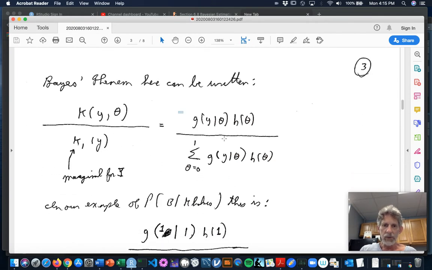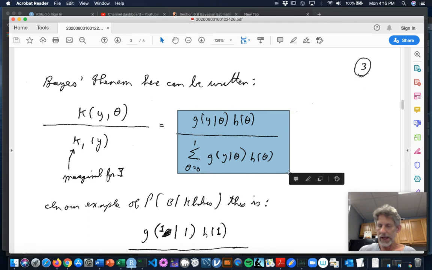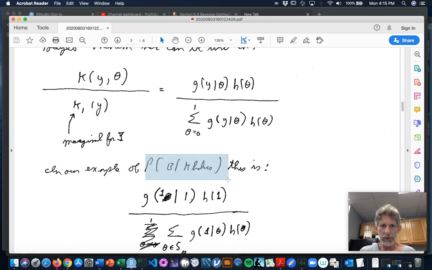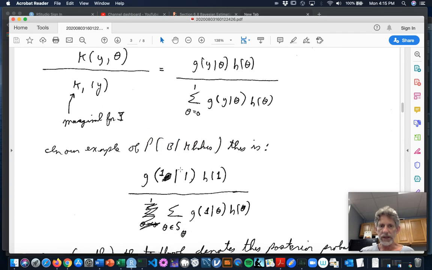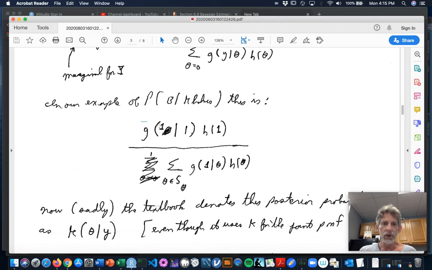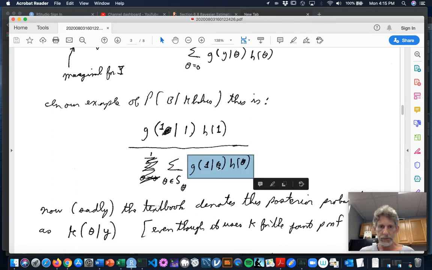So Bayes' theorem can be written using these new letters if you write things out with random variables instead of particular categorical events. So in our example, where we wanted the probability of closet B, given that you had drawn out some khakis, you were looking for G of 1 given 1 times H of 1 over the sum theta equals 0 to 1 of the G of 1 given theta times H of theta.